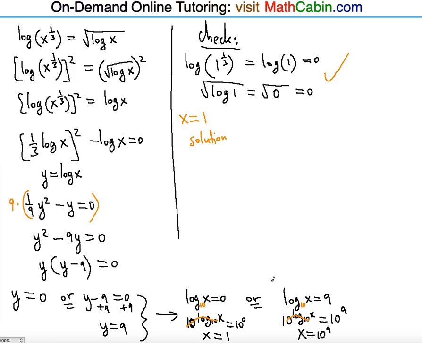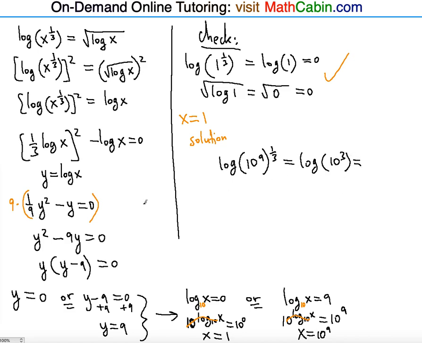Right? So let's check the 10 to the 9th in the original equation. So log of, let's say, 10 to the 9th to the 1/3. Now what does this mean? This is going to be essentially the power of a power. Right? When you raise a base with a power to some power, the powers will essentially multiply. So it's going to be log of 10 to the power of 9 divided by 3. Right? Because 9 times 1/3 is 9 divided by 3, which is 3. So 10 to the 3rd power.